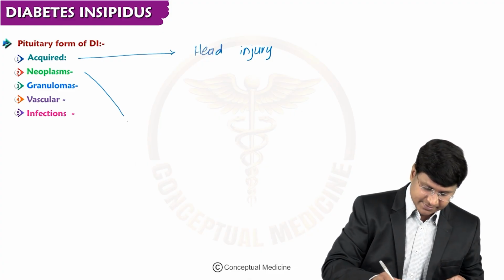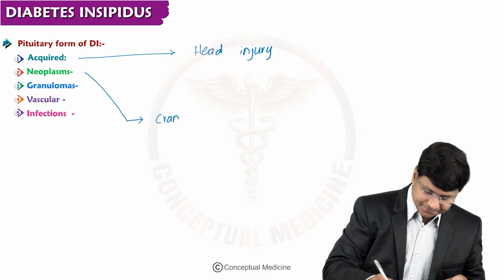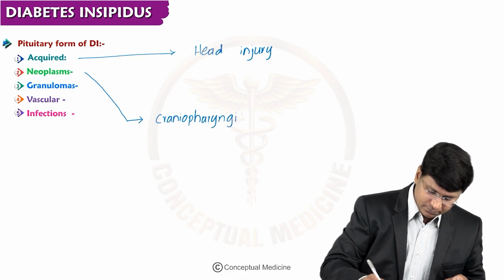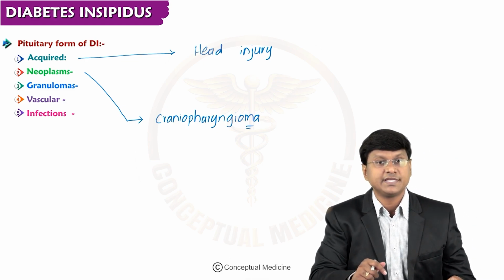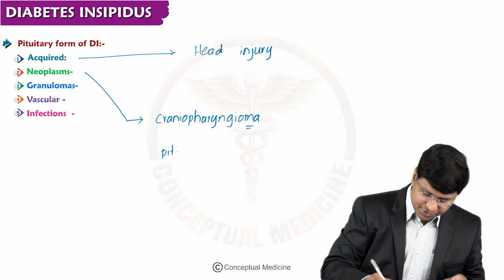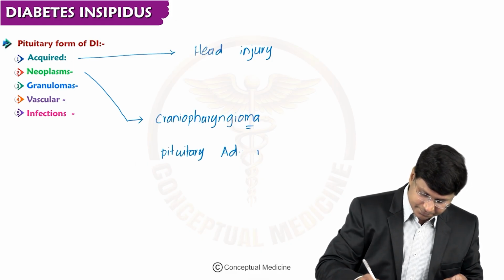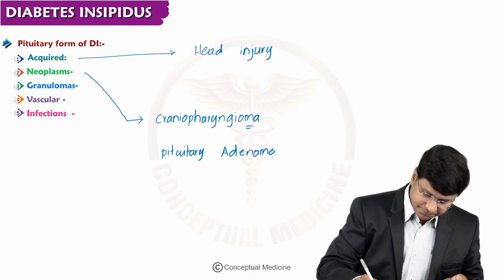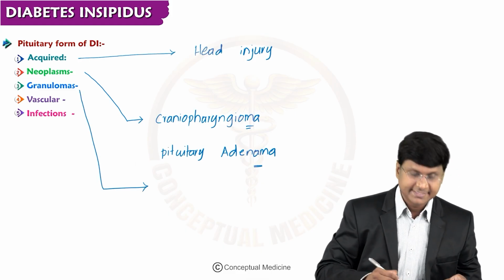Then you take the neoplasms. Neoplasms which will cause central diabetes insipidus are craniopharyngioma, a tumor originating from the Rathke's pouch, which can cause central diabetes insipidus, and the next one is the pituitary adenoma. Then followed by that, the granulomas.